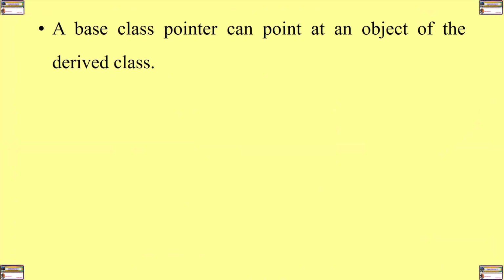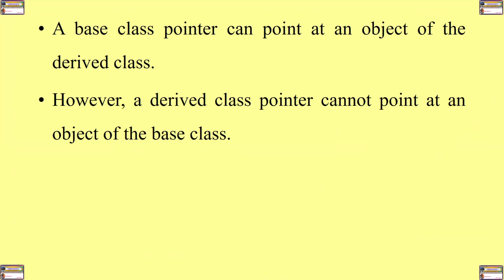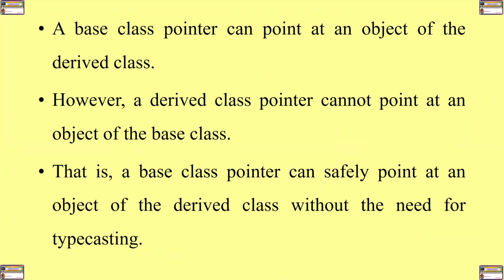A base class pointer can point at an object of the derived class. However, a derived class pointer cannot point at an object of the base class. That is, a base class pointer can safely point at an object of the derived class without the need for typecasting. My dear students and the rest of the learners, it is important to remember that a pointer is usually a memory location that contains an address of another variable.